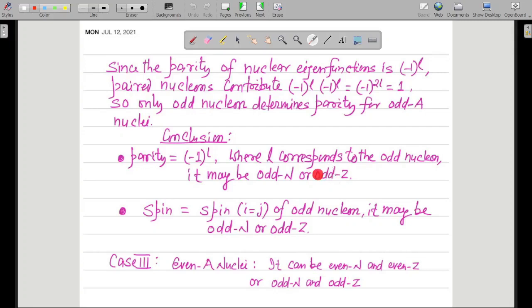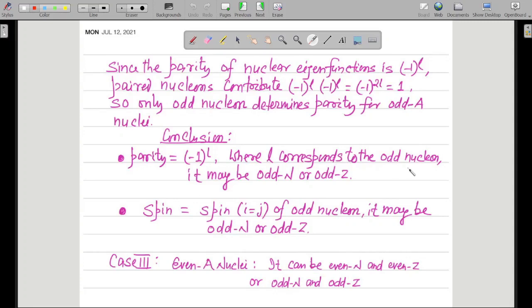And wherever the last proton goes, whatever will be the value of L, that will decide the parity, and the unpaired neutron, wherever it goes, that will decide the parity, okay. In which L the unpaired neutron has gone, in which value of L the unpaired proton has gone, that will decide the parity in this case, okay. So hopefully it is clear.